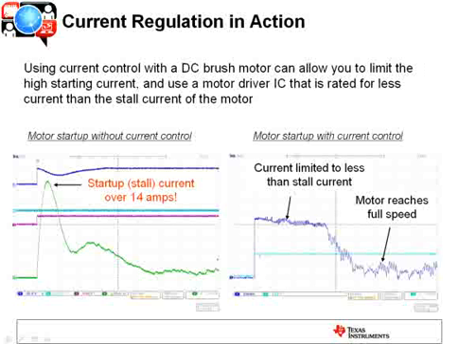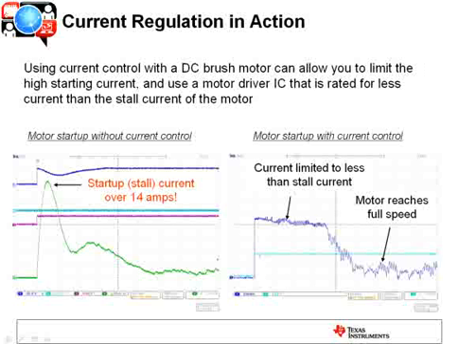So this slide here shows exactly that. If you look at the left bottom, the green line is a trace of the current draw when you start up a DC motor. That current reaches over 14 amps, but it quickly comes down as the motor starts to spin. It starts to generate the back EMF. The current draw starts to come down.